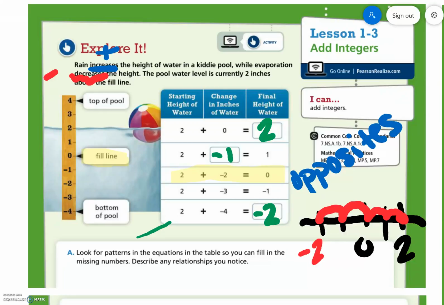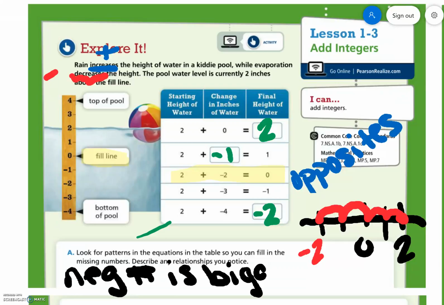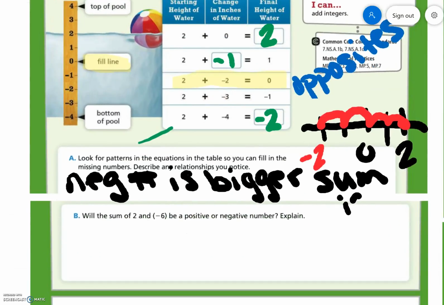relationships you notice. Okay, so what happens when the second number, the negative number, is bigger than the positive number? If the negative number is bigger, the sum is negative. The other way around, if the positive number is bigger, what is the sum going to be? Positive.